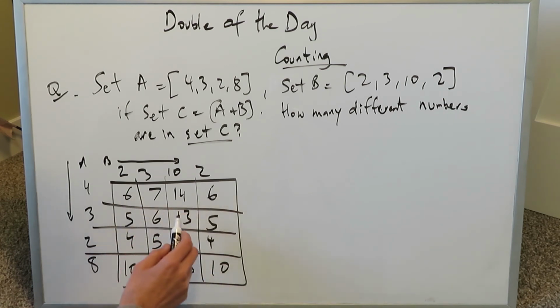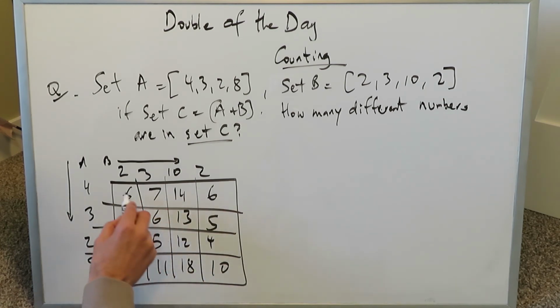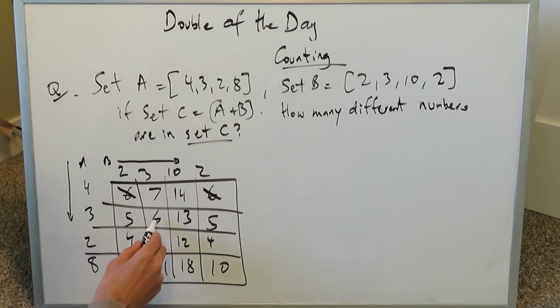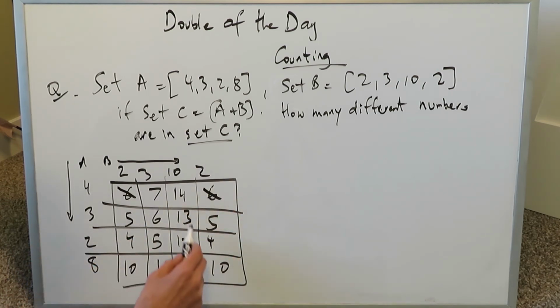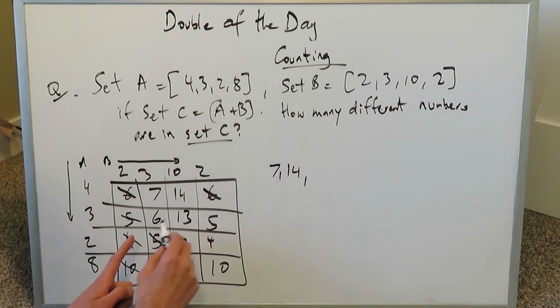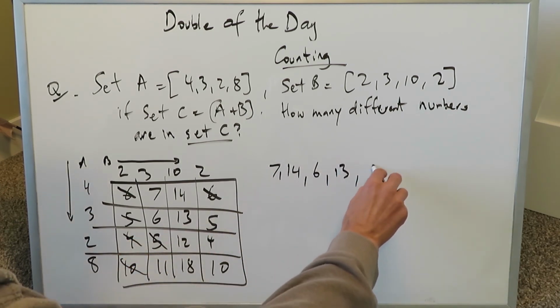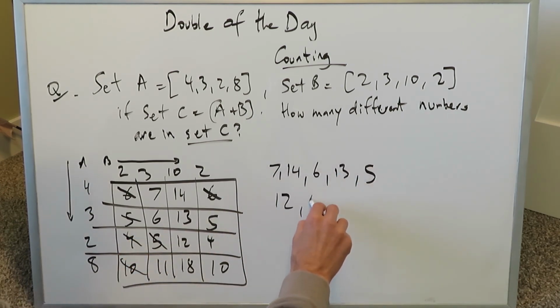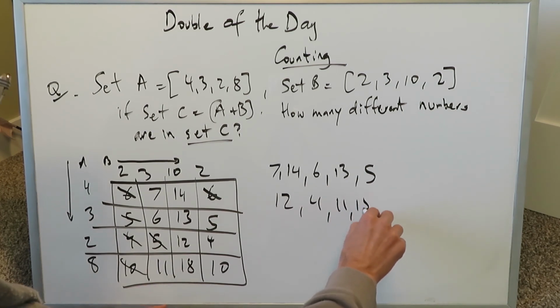I'm seeing 6s being repeated, so let's cancel out the repeat numbers. Here's a 6, here's a 6, and here's 1 6, we leave that. I'm seeing a 7, not repeated. I see a 14, which is not repeated. I see a 5, that's repeated. I leave 1 behind. I don't see a 13 being repeated. I see a 4 repeated over here, and I see a 5 that's repeated here, and a 10 that's repeated over here. So what does that leave me? That leaves me 7, 14, 6, 13, 5, 12, 4, 11, 18, and 10.